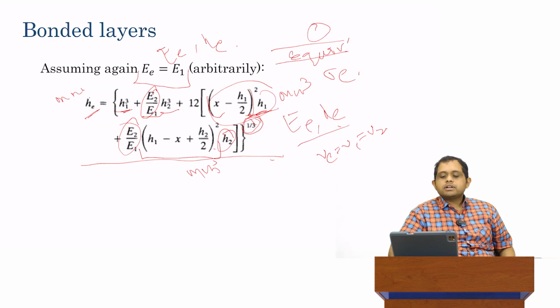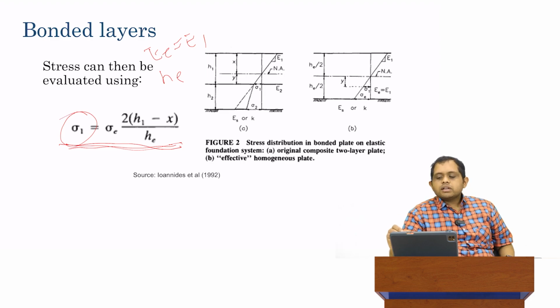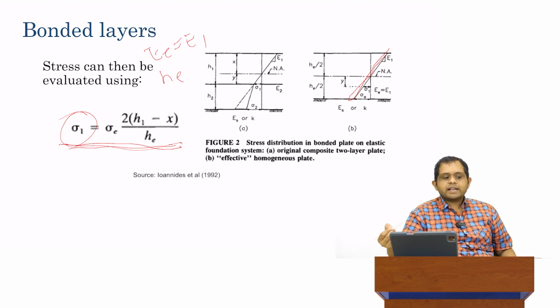Then, after calculating the critical stress, we can use this formula, that sigma 1 is equal to sigma E times 2 times (H1 minus X) divided by HE. We can use this to calculate the stress in the original layer, which is sigma 1. Where did this formula come from? It basically comes from two, not assumptions, but two facts which we see here. One is that the stress distribution is always going to be linear. That I think is correct. You can prove it mathematically.